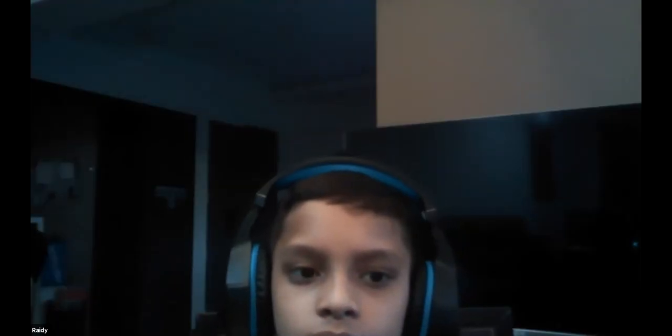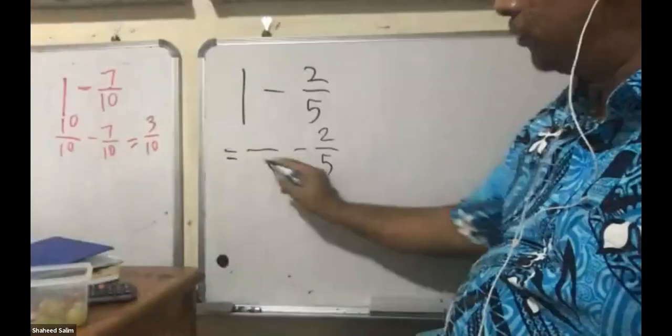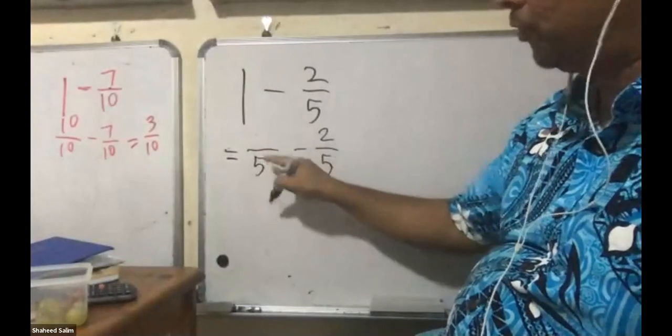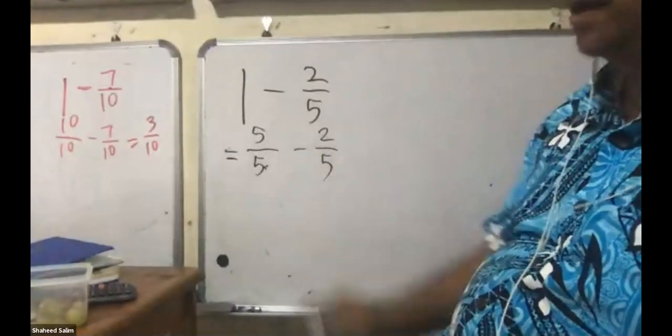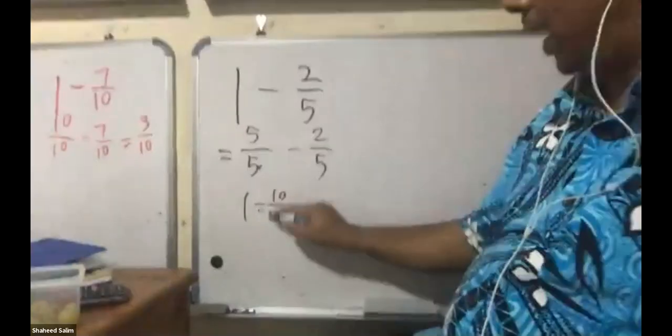1 whole change to what? This one got 5, change to 5. How many over 5? 5 out of 5 is 1. 5 divided by 5 is 1. So it becomes 5. 1 whole can be 10 out of 10.